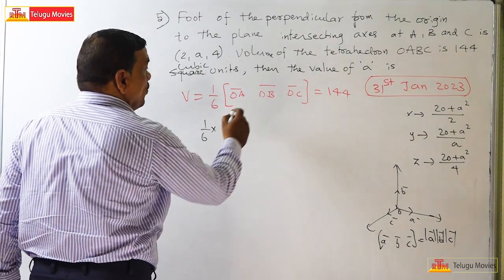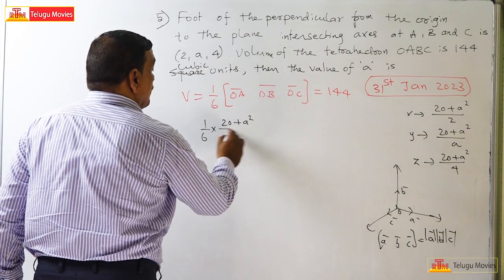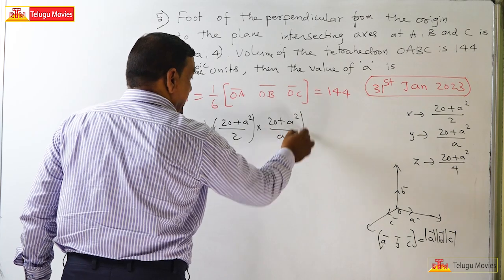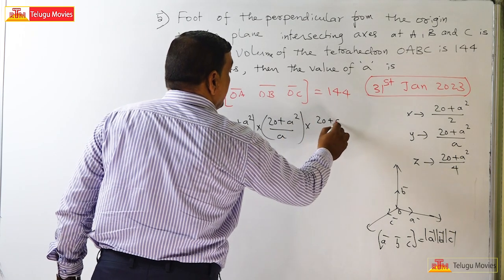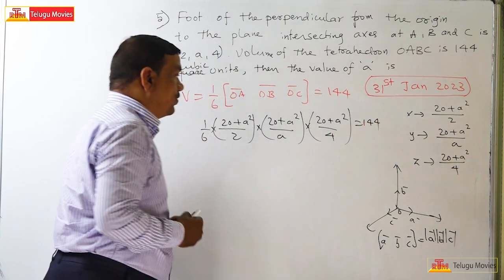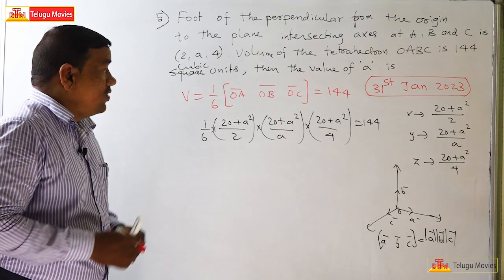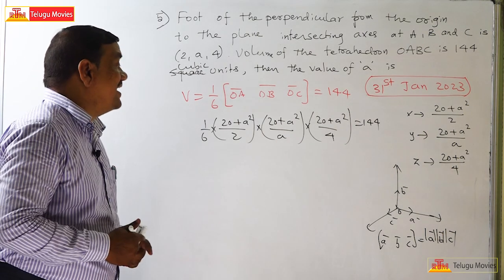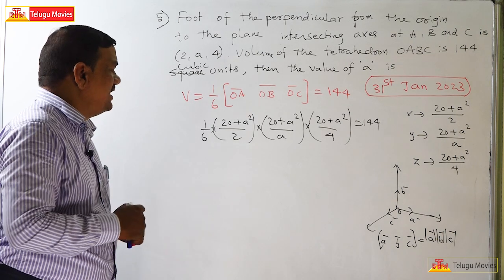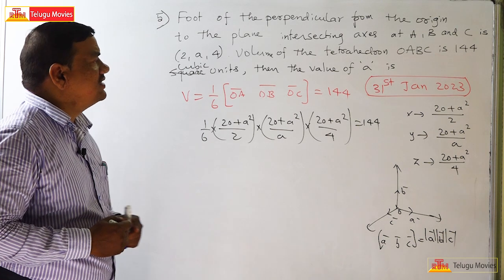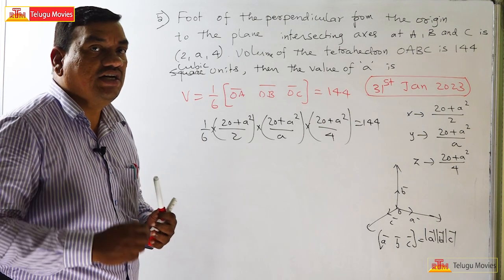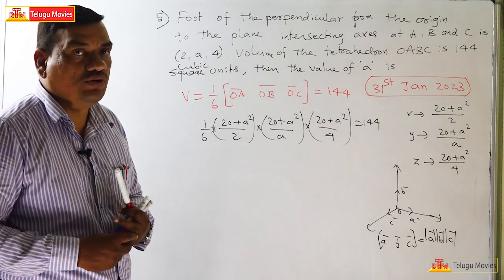Z-intercept. So therefore OA means 20 plus A square by 2, which is equal to 20 plus A square by A into 20 plus A square by 4 is equal to 144. So almost the problem has come to an end: we need to find the value of A. This is not an option-type problem, it is an integer-type problem. That's why you have to find the A value.